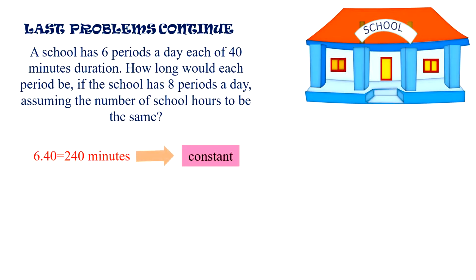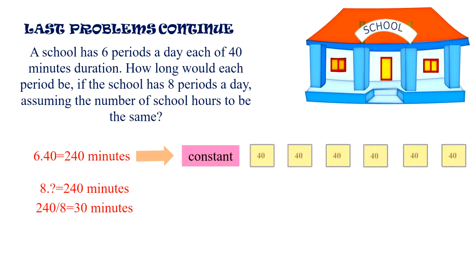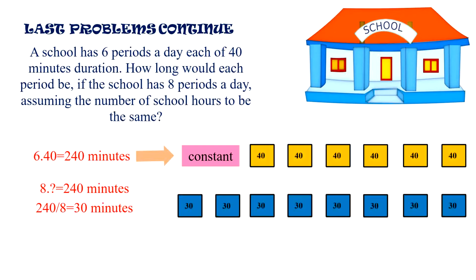If we have 8 periods a day, each period should be 30 minutes. We found 30 by dividing 240 by 8. Do you realize that our number of periods increased and became 8, but the duration of the periods decreased and became 30?